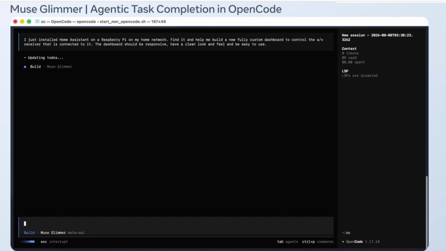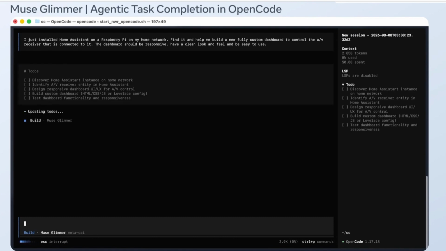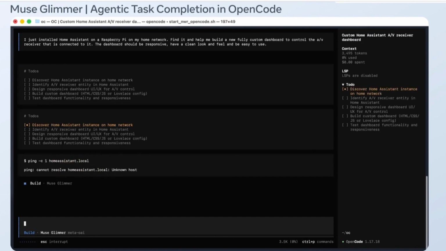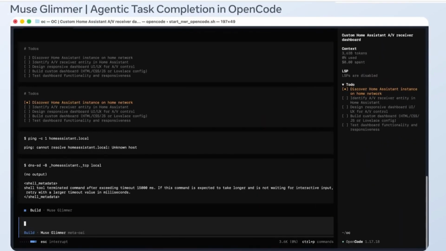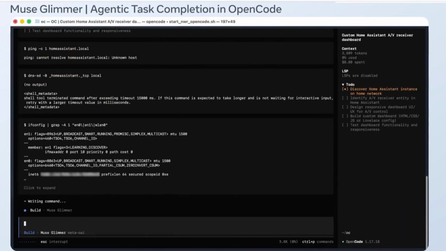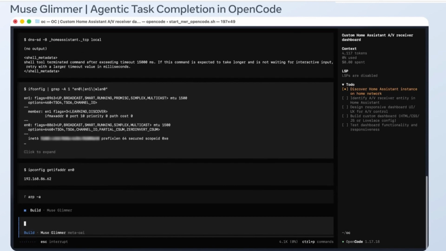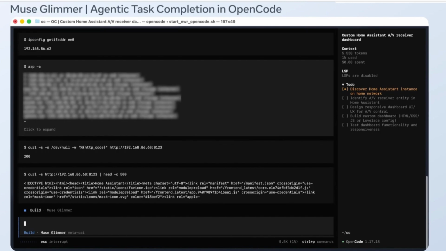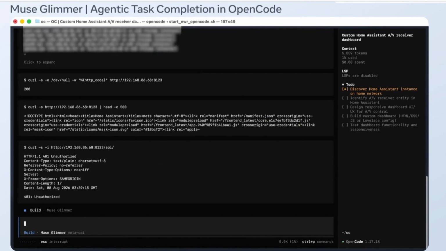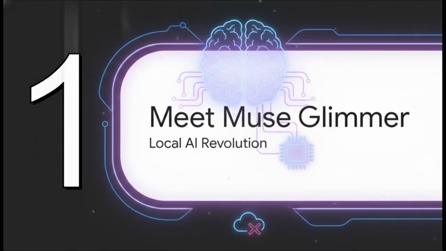Think about the traditional AI we've all gotten used to over the last couple of years. It's almost completely cloud-based, meaning it is utterly useless without a strong internet connection. And more importantly, every prompt, every question, and every file you share with it gets beamed away from your device. But Muse Glimmer? It represents a total paradigm shift. It is local, it's fully offline, and it is totally private. This is the difference between just renting processing power on a distant server and actually owning the intelligence sitting right there on your desk. Meet Muse Glimmer, the local AI revolution.